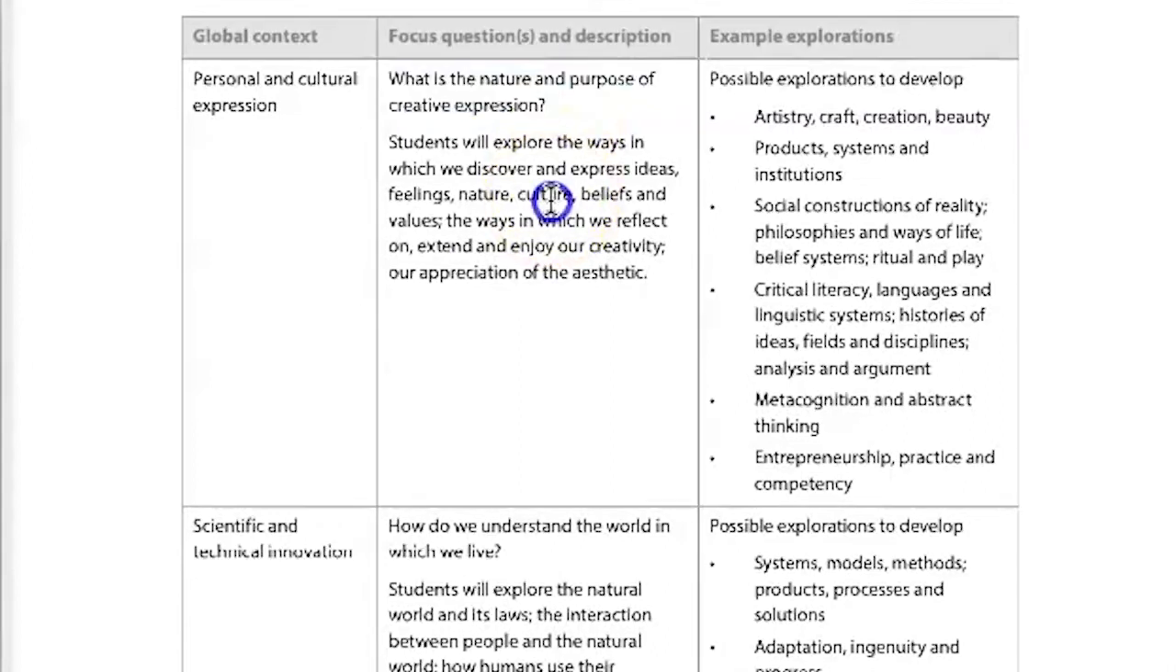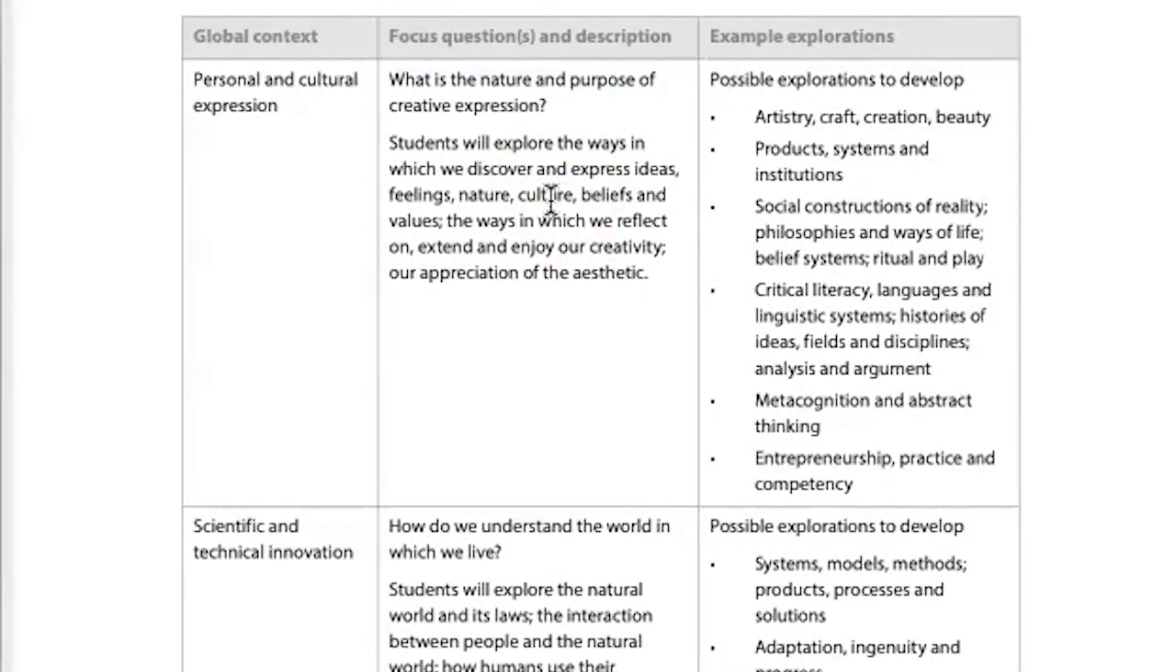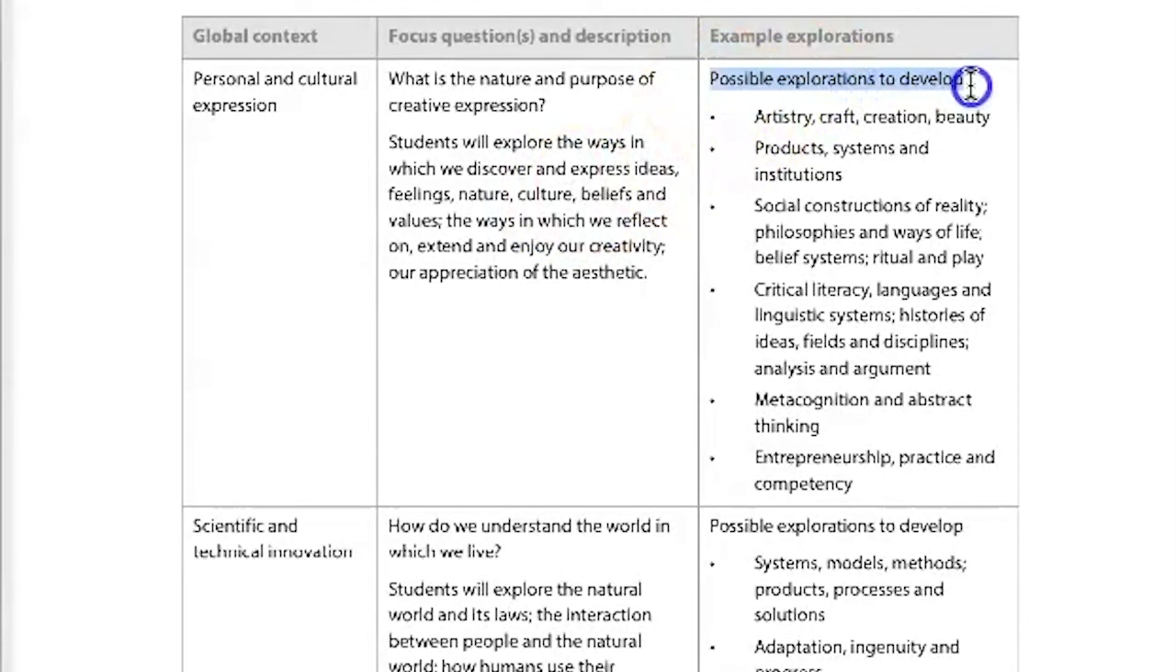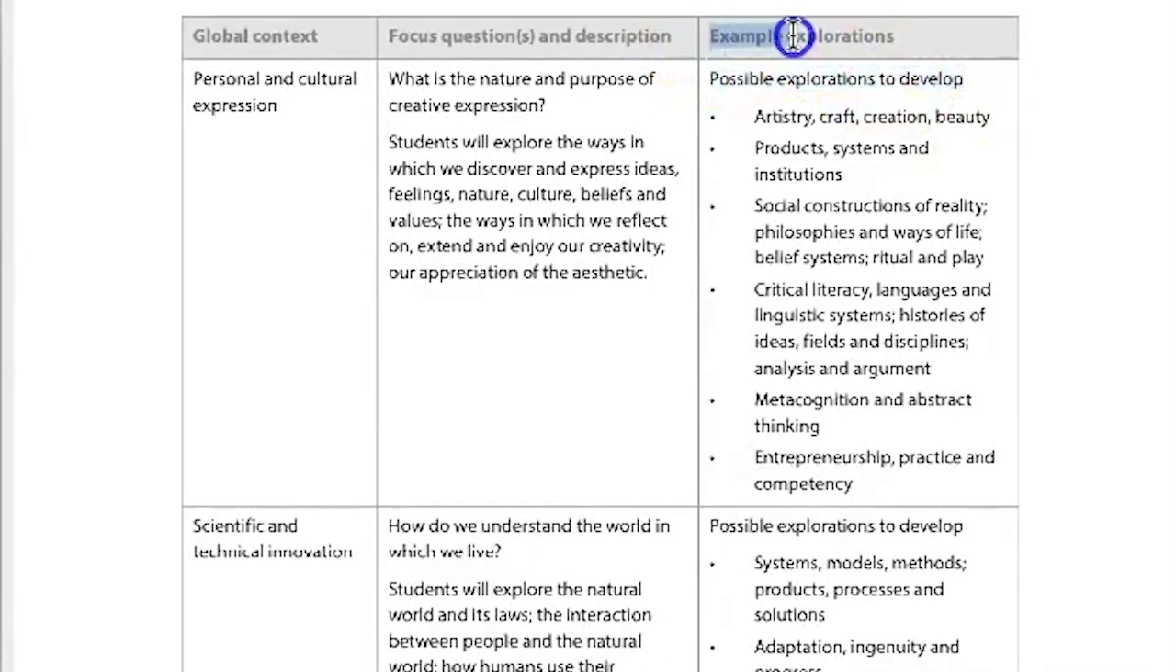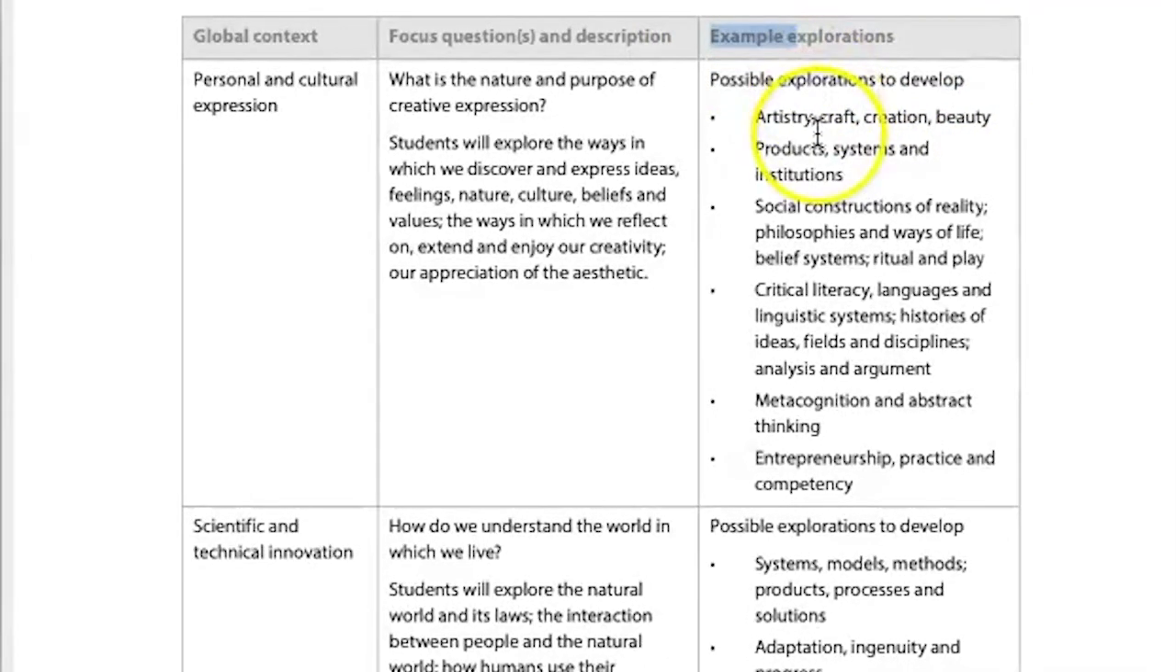Then to clarify the context, to describe in more detail what the context of exploration is going to be, those are the parameters of the inquiries that will happen in the unit, we look over here at the possible explorations to develop. And remember, these are just examples. So this is not a prescriptive list. They are just ideas to inspire your own ideas.